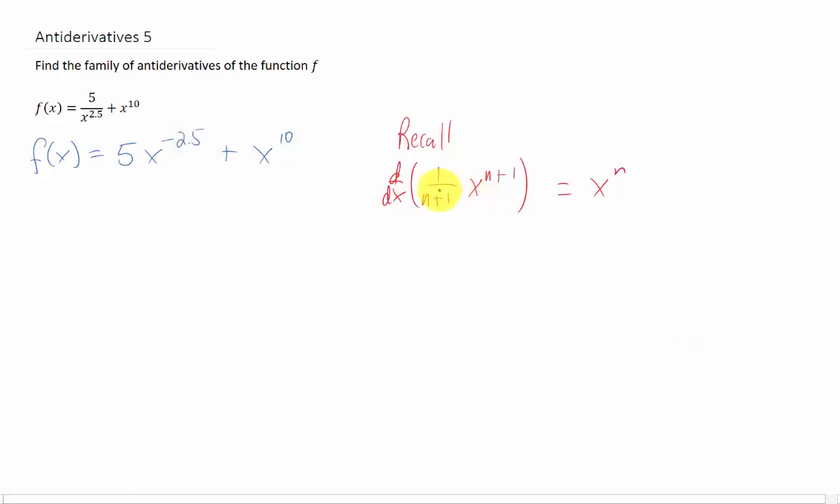And we can recall that the function whose derivative is x to the n is this 1 over n plus 1, x to the n plus 1. So let's start off simple with this term right here, and let's actually use this formula.